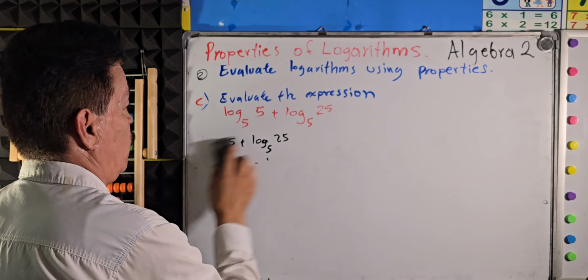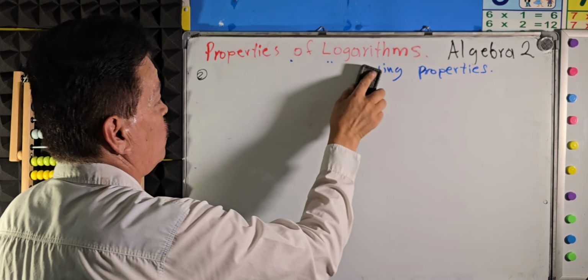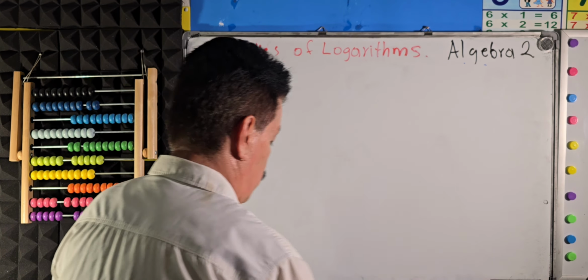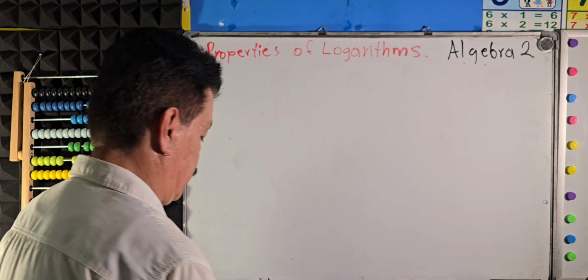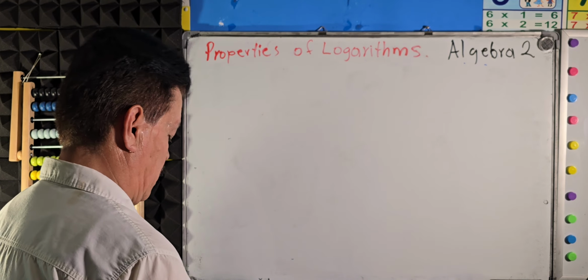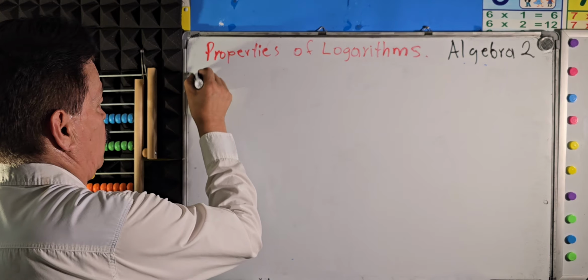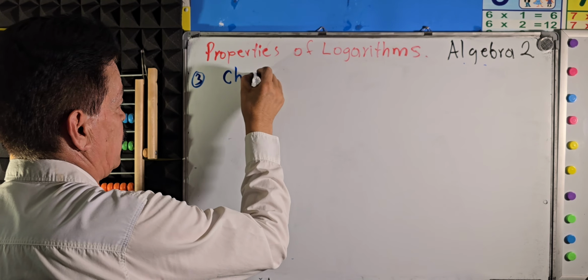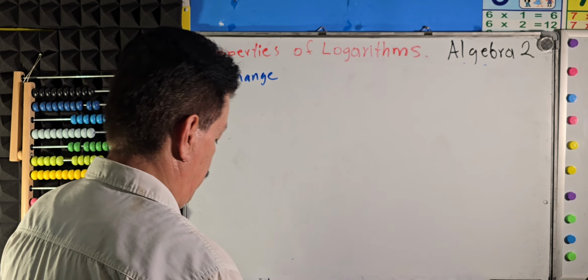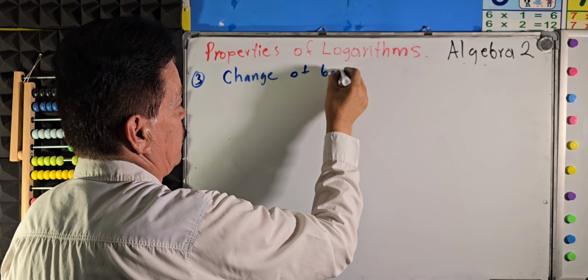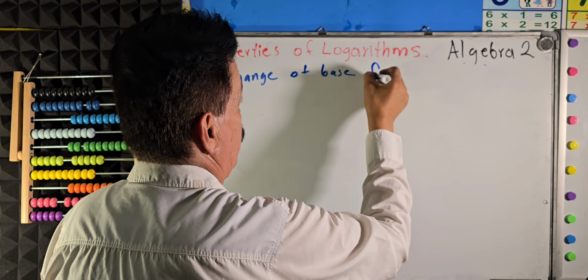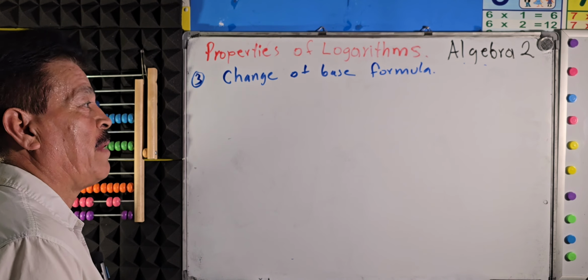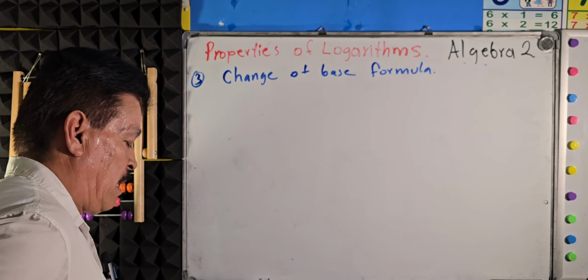about properties of logarithms. So this is the way we use the properties of the logarithms. Of course, this is very simple here. It's not a big deal in our class. So topic number 3 here is the change of the base formula. Change of the base formula.